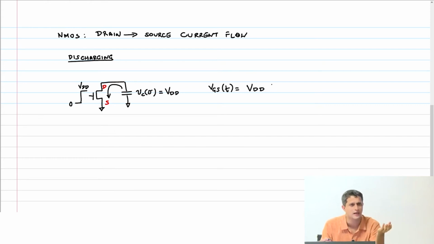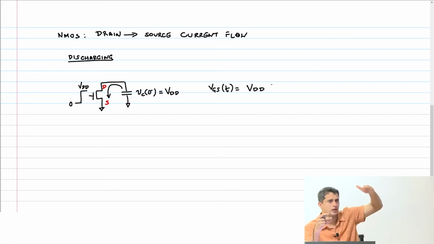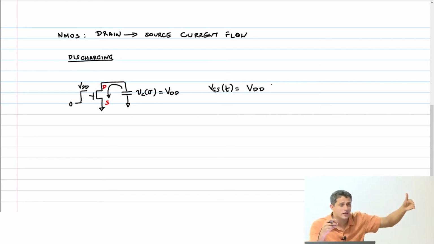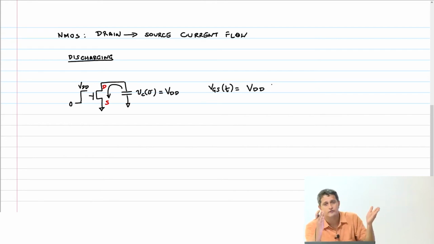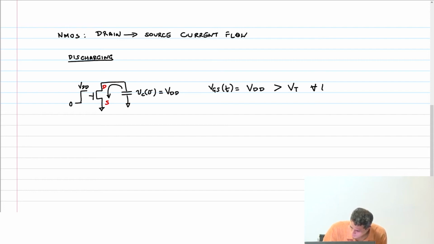Of course, this will also be asymptotic, because after you come out of the saturation region, the transistor will enter the linear region, which means now it depends on VDS. So as the capacitor is discharging, VDS keeps coming down, which means the current also will keep coming down, and asymptotically it will come down, right. So it will take some time, but eventually it will happen, okay. So this is greater than VT for all times. This is the key thing.